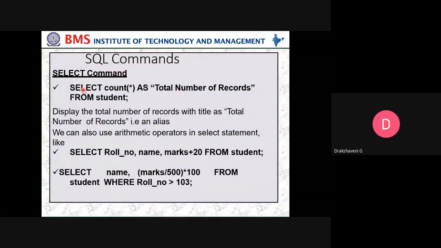Select command: select count star as total number of records from student. It displays the total number of records with the title total number of records, that is an alias. We can also use arithmetic operators in the select statement, like select roll number, name, marks plus 20 from student, where we add 20 to the existing marks. Select name, marks divided by 500 into 100 from student where roll number greater than 10. That's what is called a select.